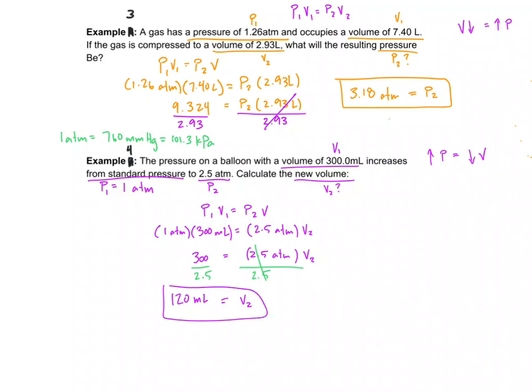So just like we mentioned, if my pressure is increasing from 1 to 2.5, then my volume has to decrease by 2.5 times as well. And sure enough, it started at 300 and it is decreasing to 120 milliliters.